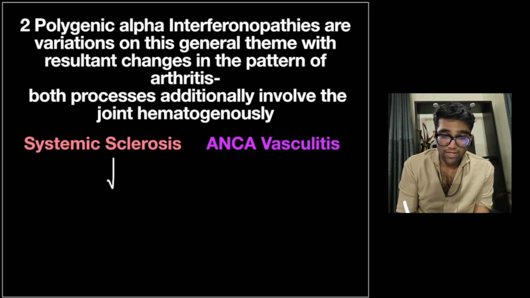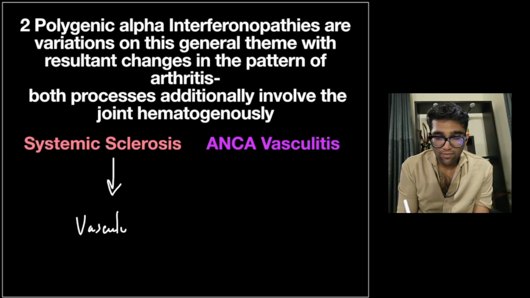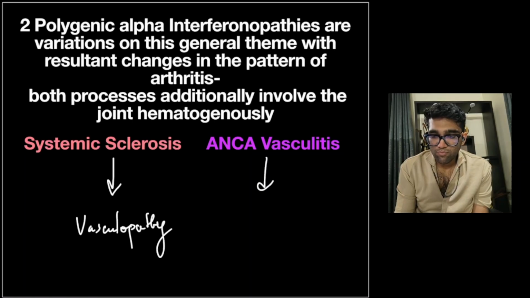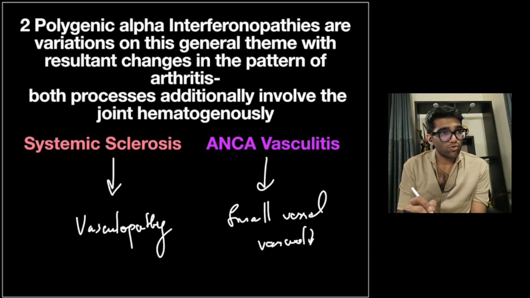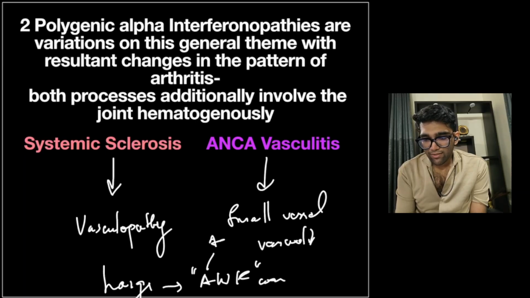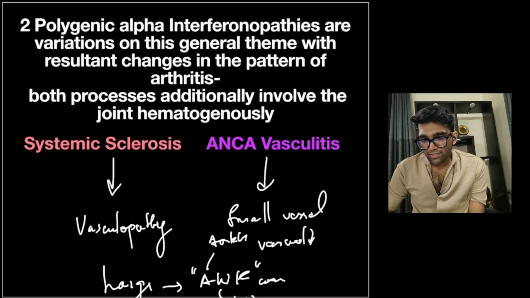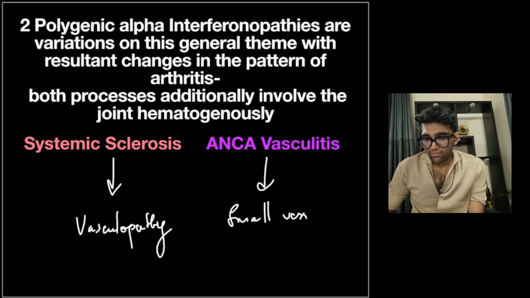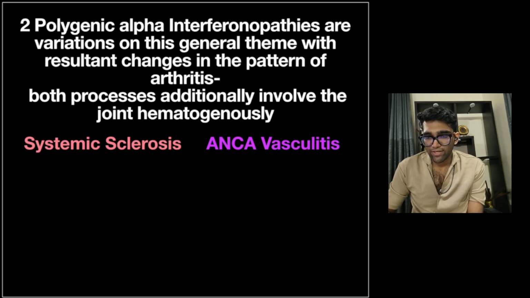So in case of systemic sclerosis, what ends up happening is a vasculopathy, and in case of ANCA vasculitis, we have a small vessel vasculitis. Since both of these are vascular processes, larger joints with more capillaries are more likely to get affected. So there is a predilection for larger joints, particularly an awkward set of joints, that is the ankle, wrist and knee. Often the involvement is asymmetric, although it can be symmetric. So this can be quite telling. This is a slight variation to the general pattern of polygenic alpha interferonopathies.